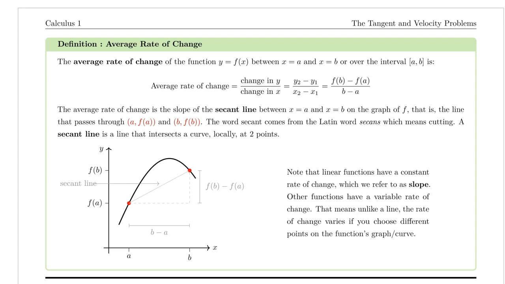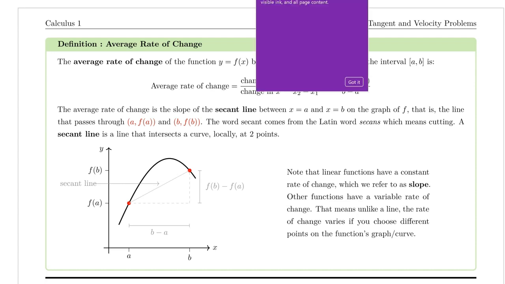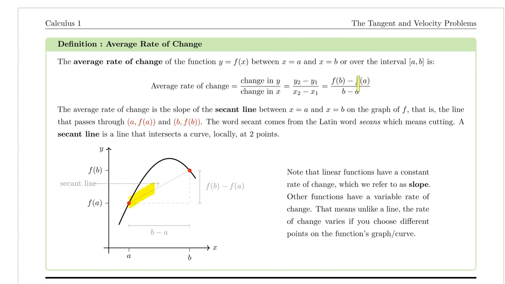The average rate of change is the slope of the secant line between x equals a and x equals b on the graph of f, that is, the line that passes through (a, f of a) and (b, f of b). The word secant comes from the Latin word secans, which means cutting. A secant line is a line that intersects a curve locally at 2 points. Here we have a lovely picture to show us what's happening. We have that this thing here is our secant line.